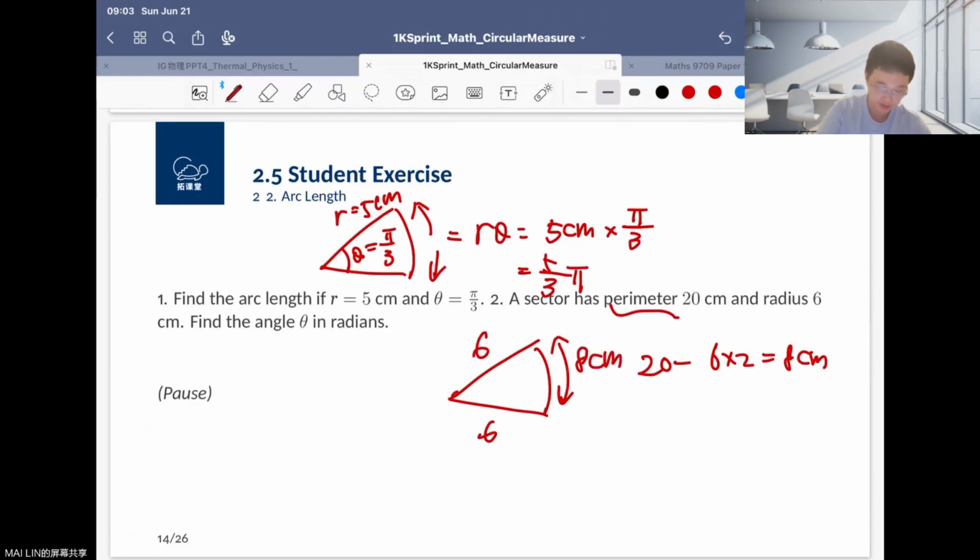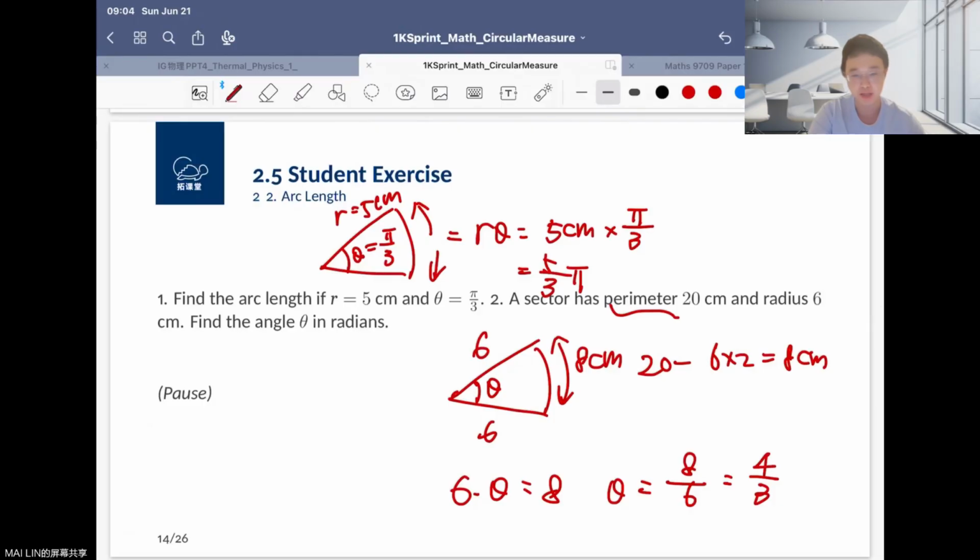So we can say the radius times theta equals the arc length. So 6 times theta equals 8. So theta equals 8 over 6, or it can also be considered as 4 over 3, okay? So we can say theta equals 4 over 3 radians using this method, okay? So that's how we can consider this problem.